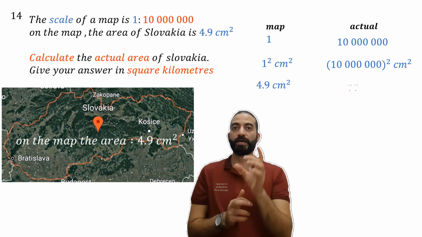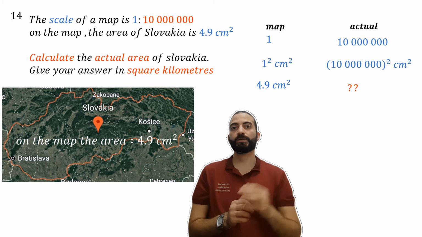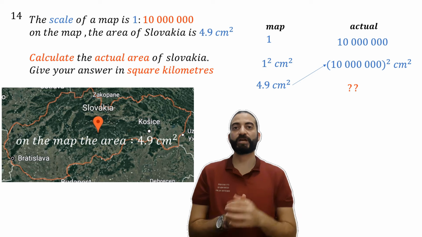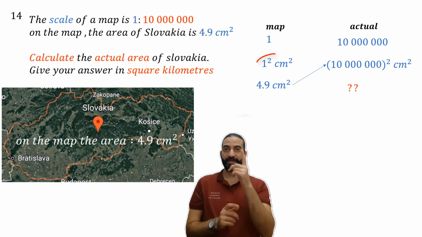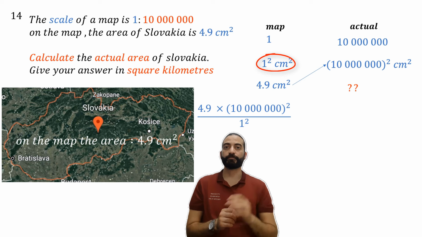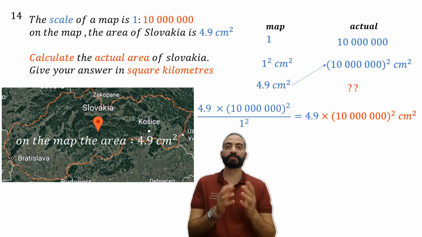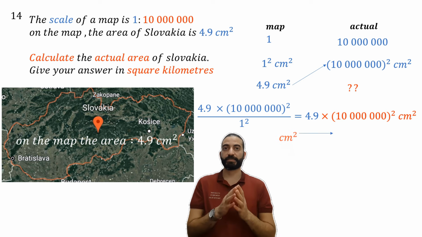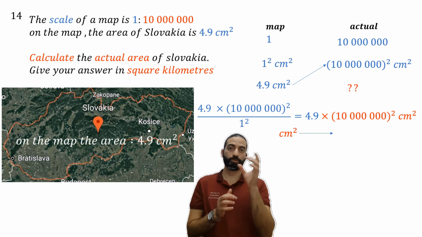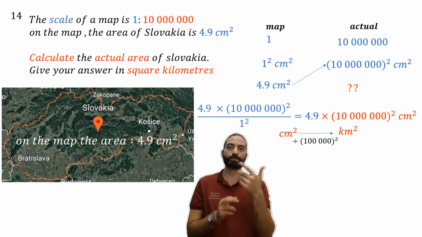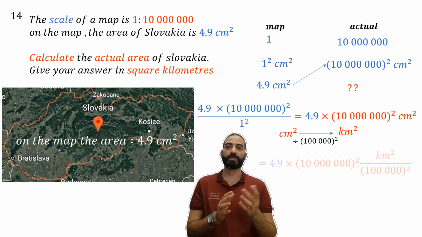4.9 square centimeters on the map. How much in actual? In this case, we multiply the opposite numbers by each other and divide them by the number opposite to the question mark. We get the answer in square centimeters, but it wants us to answer in square kilometers. And as we know, from square centimeters to square kilometers, we must divide by 100,000 squared. In this way, we have obtained the answer.